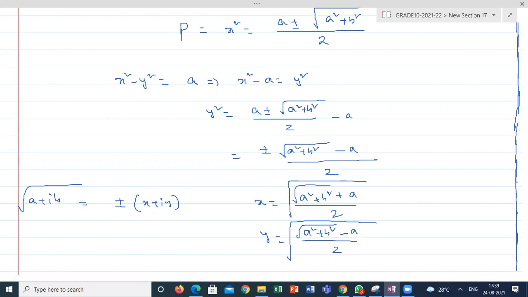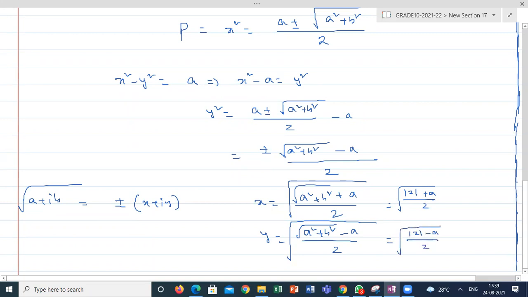Hope you are clear. Sir, we can write root of a square plus b square as modulus, right? Yes, or you can take this as modulus of z, plus a by 2 under the root is your x value. Modulus of z minus a by 2 is your imaginary value. Yes, sir.